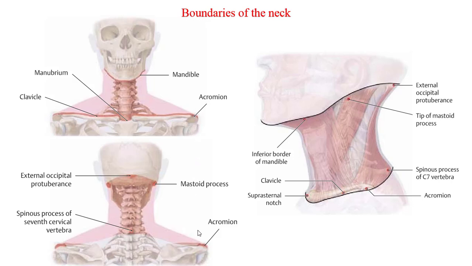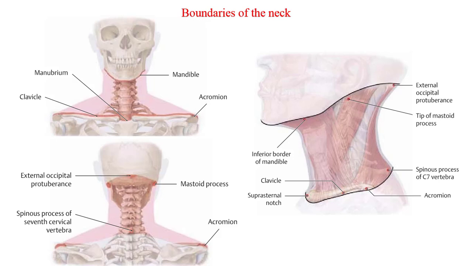Posteriorly, it is bounded inferiorly by a somewhat irregular surface described by an imaginary line drawn between the right and left acromions that passes through the intervertebral disc between the seventh cervical and first thoracic vertebra, and superiorly by the superior nuchal line and external occipital protuberance of the occipital bone.